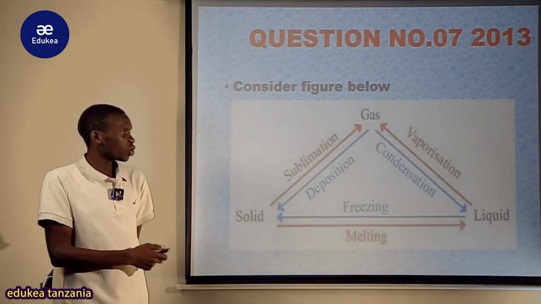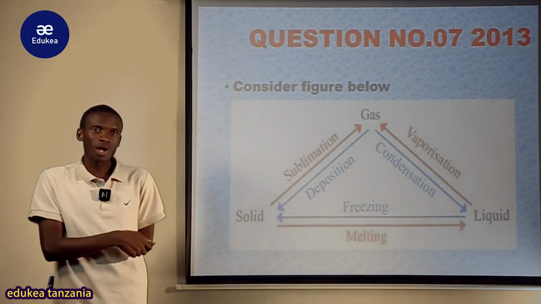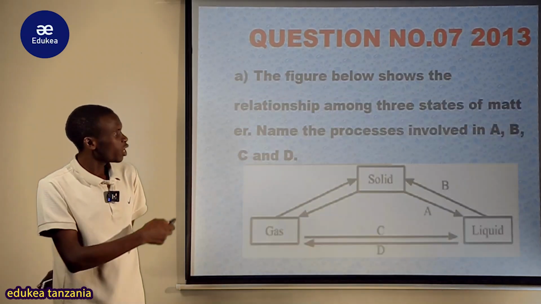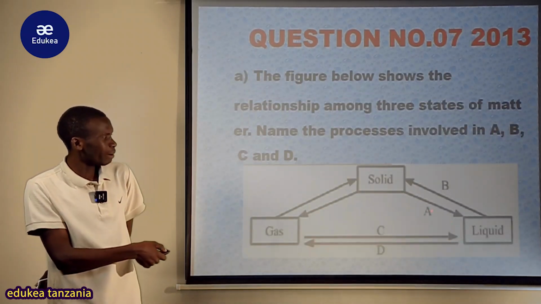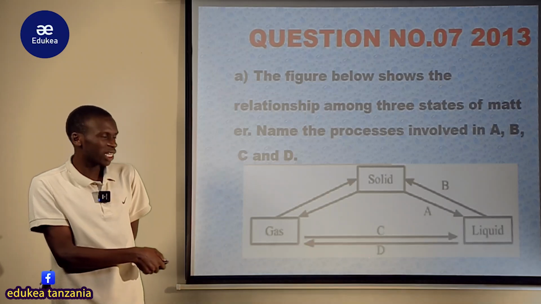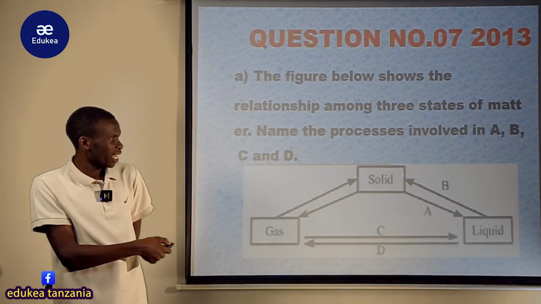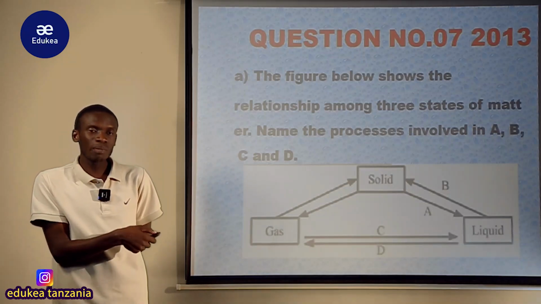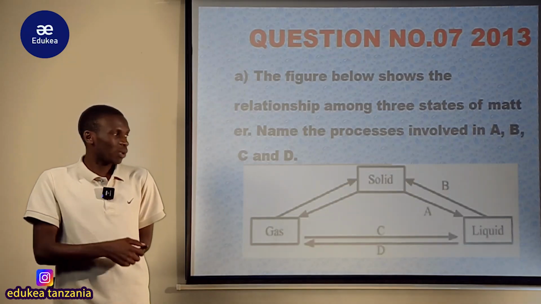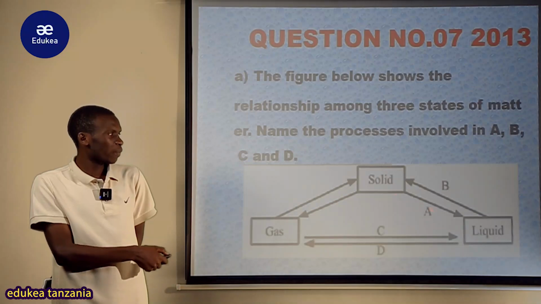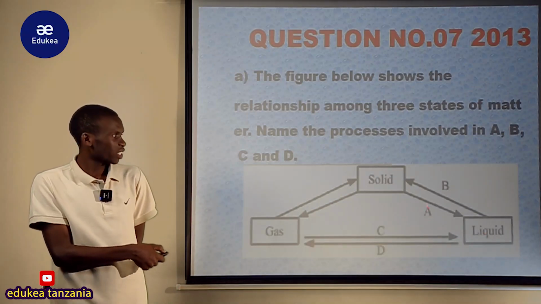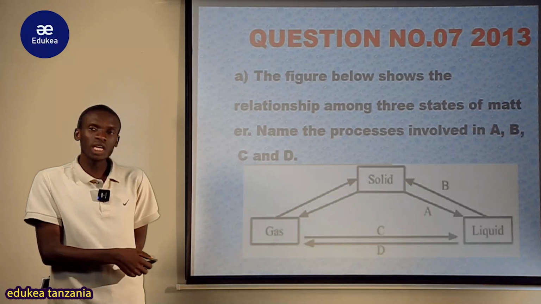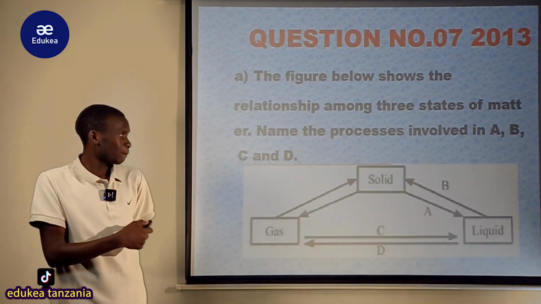So hivyo ndio inatakiwa mwanafunzi ajue mchoro wapo. Baada ya pale ilikuwa rahisi kuja compare na swali ambalo tulikuwa tumepewa. So leo tulikuwa tumepewa ndio ile hapo. Niambie name A, B, C and D. A, if we see A is from solid to liquid. Solid to liquid, you have seen the process called melting. Kwa maana yake kutoka kwenye solid kwenda kwenye liquid, process inaitwa melting. Hiyo ndio ilikuwa point yako ya A.